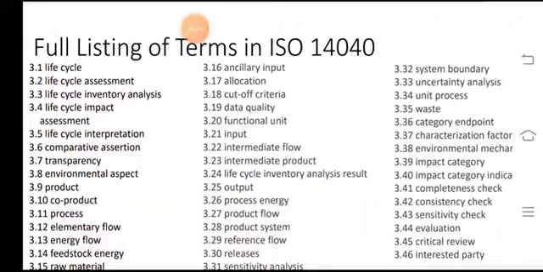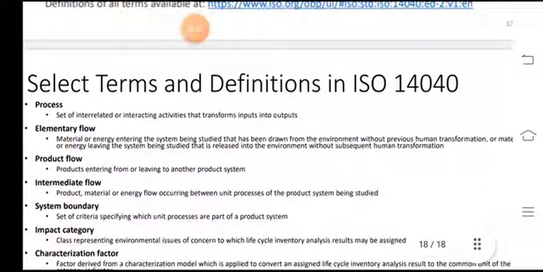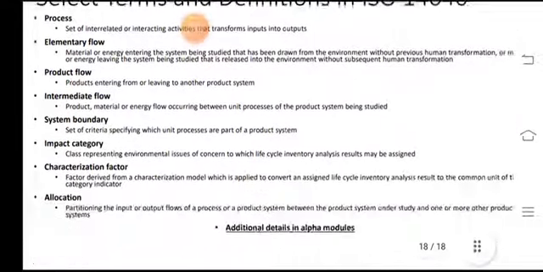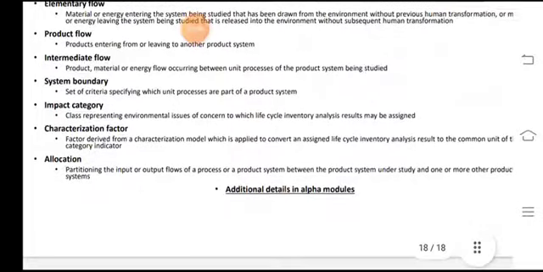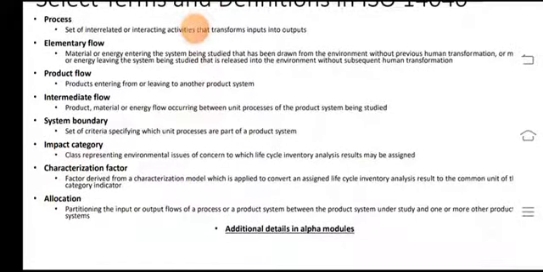And then there are some select terms like what is process, elementary flow, product flow, intermediate flow, system boundary, impact category, and then characterization factor, allocations. So it's very important, please go through these terminologies. It's basics, and it must be well known to all of you. Please go through this presentation, and I hope it is not so difficult.